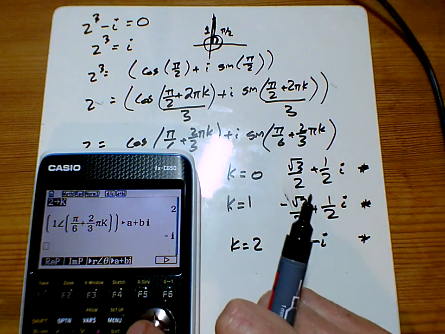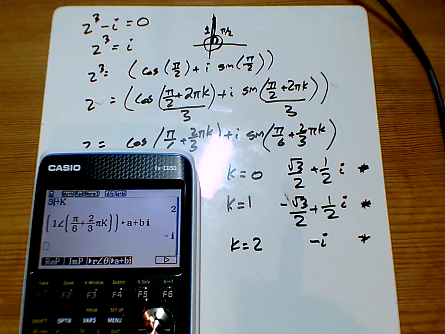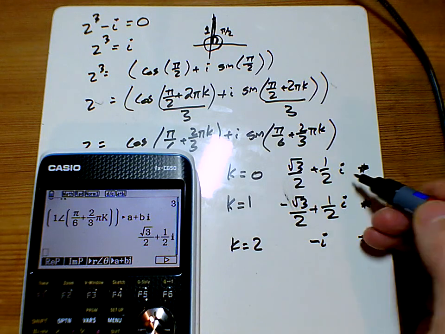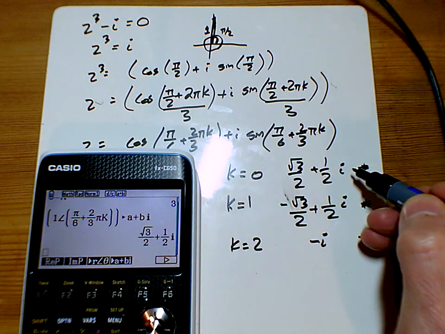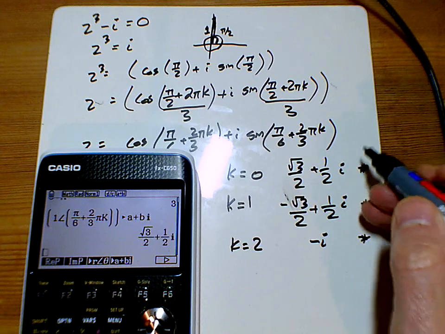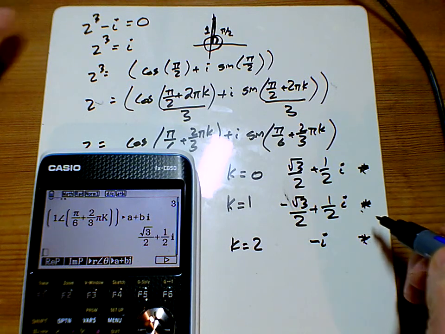If we did go back and try another one, if I now put 3 in here, of course you're back with that first answer again. So you'd know that you could stop there, although you should know there's 3 answers because it's a cubic.